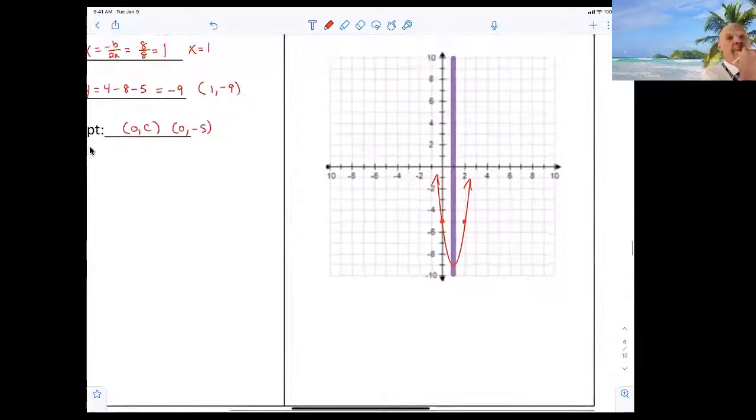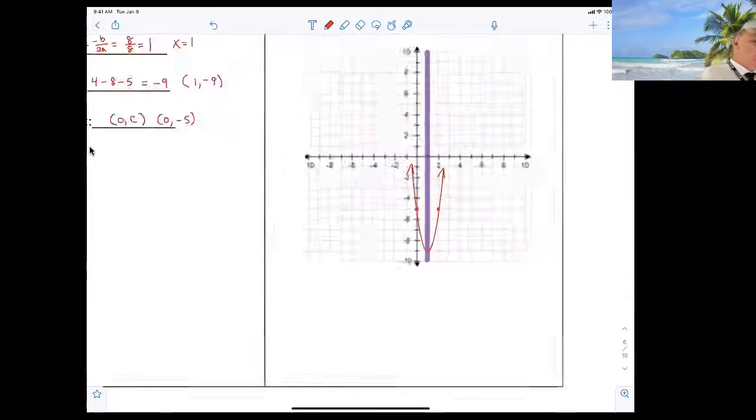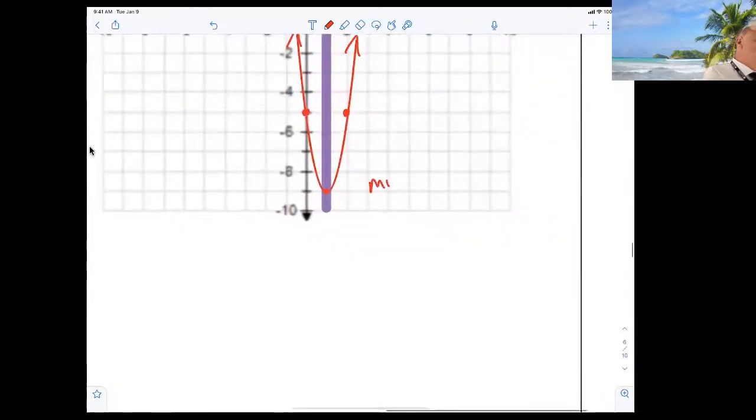Anybody have any issues with that? Now I'll give you a second, type it on the calculator for practice. Y equals 4x squared minus 8x minus 5. Now, is this a maximum or a minimum down here? It's a minimum.